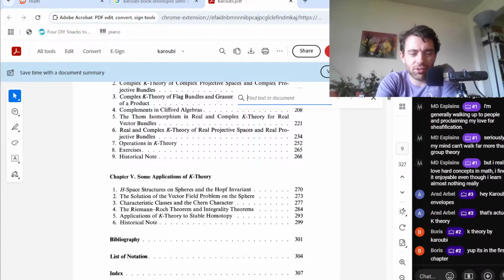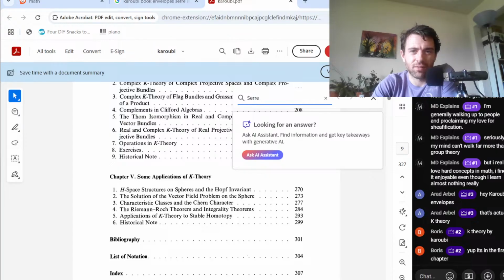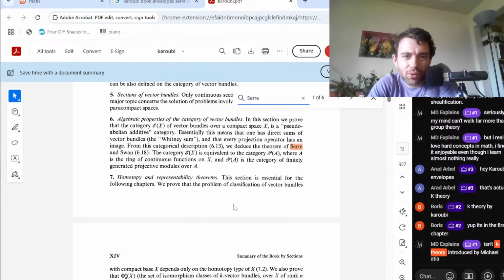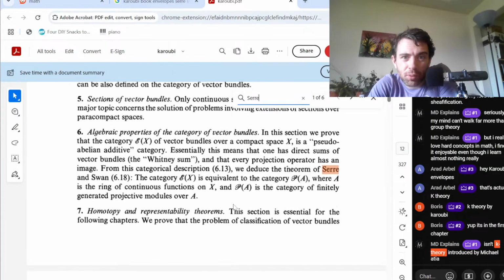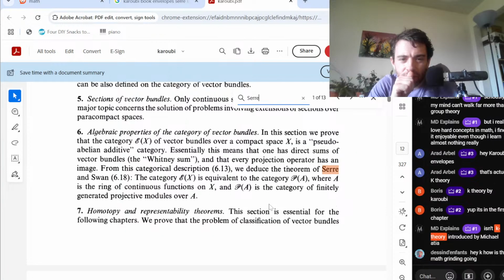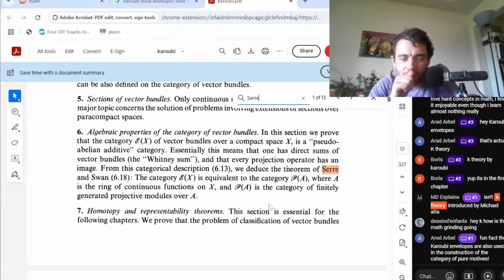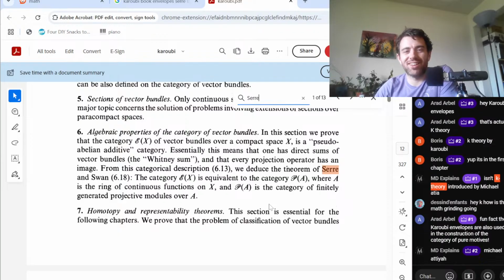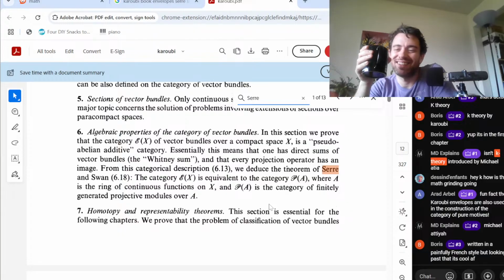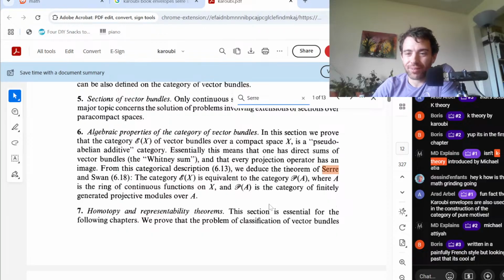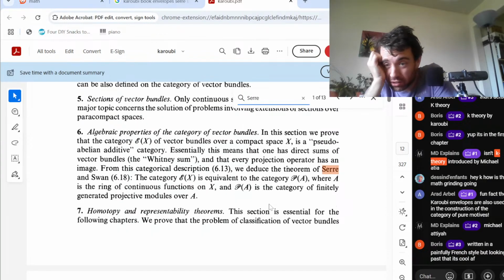Where's Sarah Swan? Okay, chapter 6. Algebraic properties. In the section, we proved the category of vector bundles is pseudo-additive, every projection operator. We deduce Sarah Swan. Awesome. This is amazing. I can't wait to go to bed tonight and read this book. The math grind is grinding, Dason.